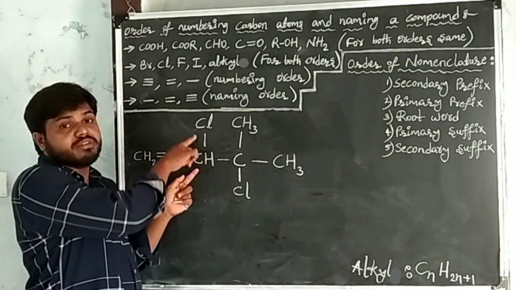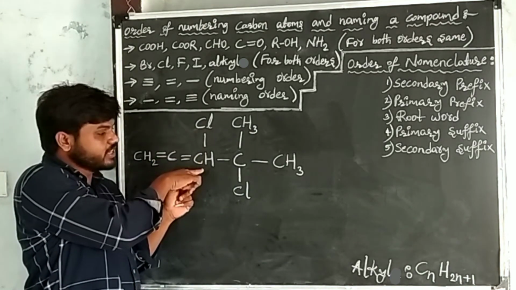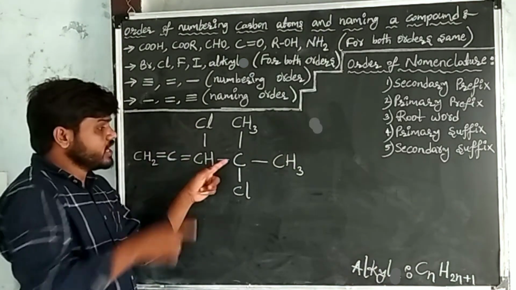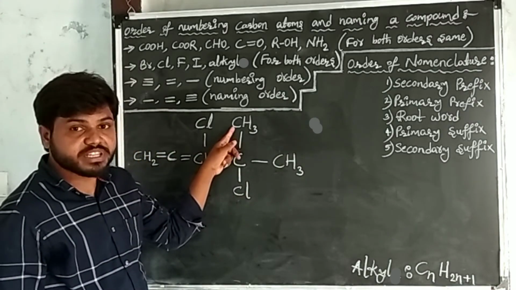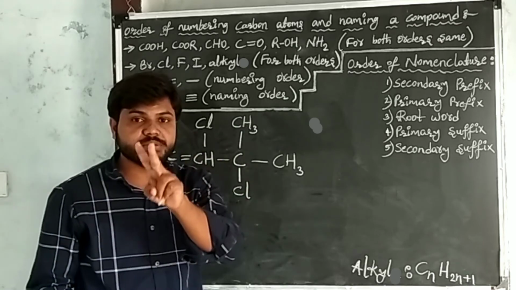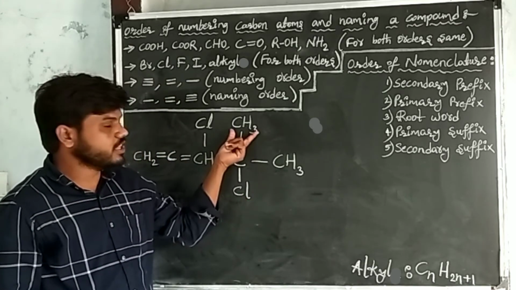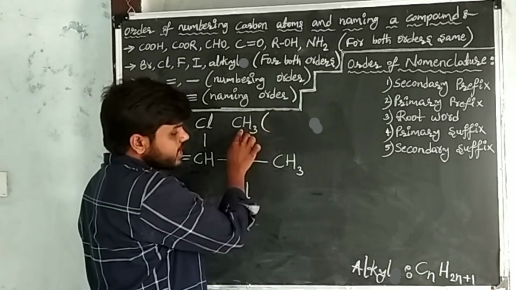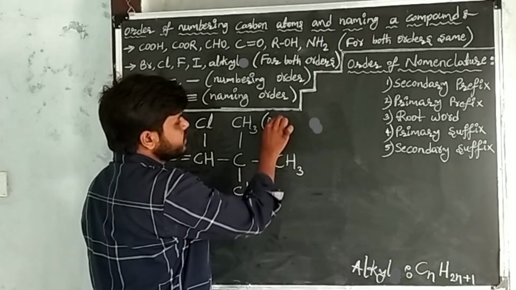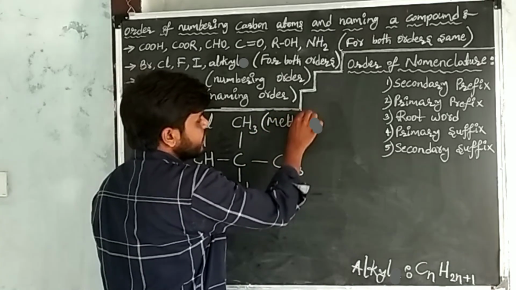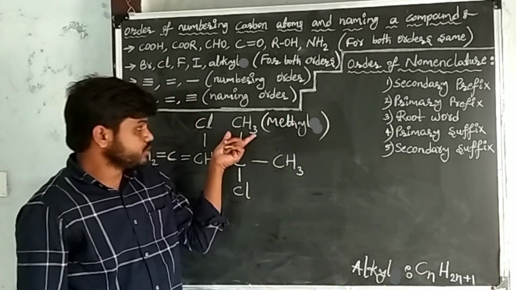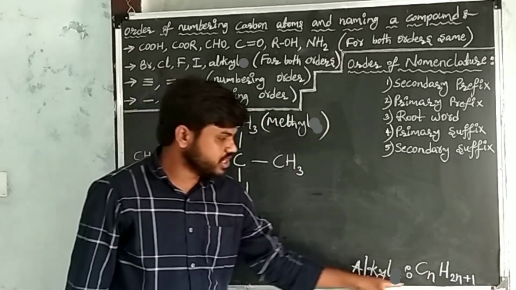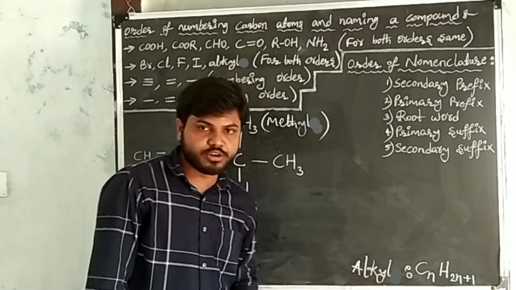See, at this carbon, there is 1 chlorine substituent. At another carbon, there are 2 substituents. 1 is chlorine, another one is methyl. This methyl belongs to the alkyl group. You can check with the general formula of the alkyl group.